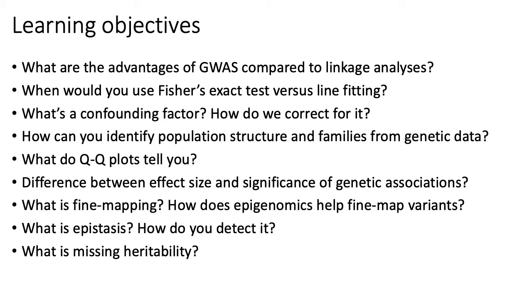We'll also touch on the topic of fine mapping, which is related to the problem that genome-wide association studies identify regions of the genome that are associated with different complex traits, but they don't give you the exact causal variant most of the time. And so fine mapping is the process of identifying the precise causal variants that are implicated by genome-wide association studies. And we'll talk about how, for example, epigenomics helps identify or fine map variants. And then we'll finish off by talking about epistasis and missing heritability.